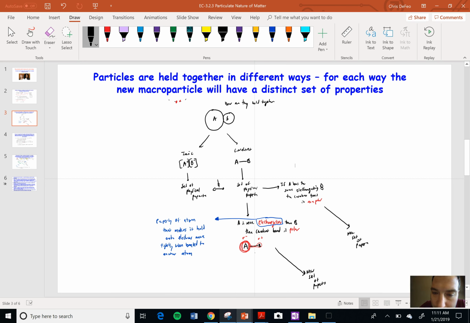So if A has the same electronegativity as B, the covalent bond is nonpolar. There is no difference in charge between them. Even though A is bigger, the electron will be held and shared equally. There will be no partial negative or partial positive charge across that covalent bond. And so you have, of course, again, a distinct set of properties. So the nature of how those atoms are held together leads to very unique and complex sets of properties. Not all covalent bonds are the same.